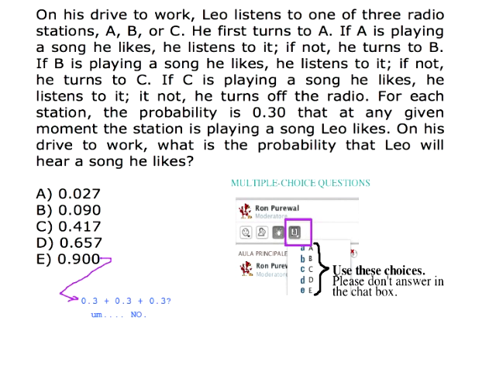So like here, if you're just like, blah, blah, blah, 3 songs, 0.3, right? I mean, nope, don't even. Don't even think about it. Don't do it. Nope.